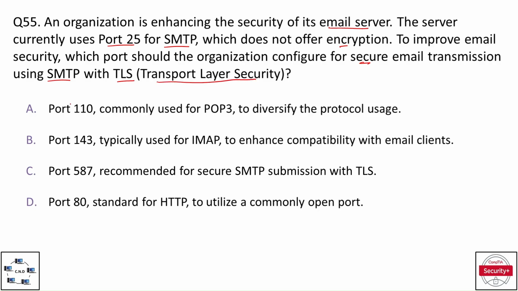Transport Layer Security? And the options are option A, port 110, commonly used for POP3 to diversify the protocol usage. Option B, port 143, typically used for IMAP to enhance compatibility with email clients. Option C, port 587, recommended for secure SMTP submission with TLS. And option D, port 80, standard for HTTP to utilize a commonly open port.